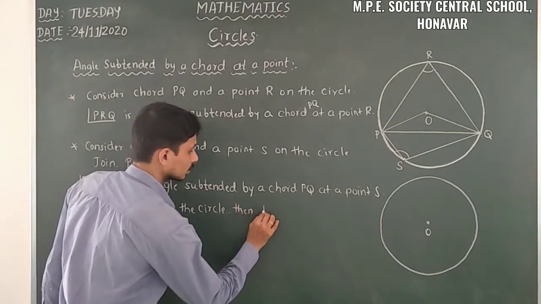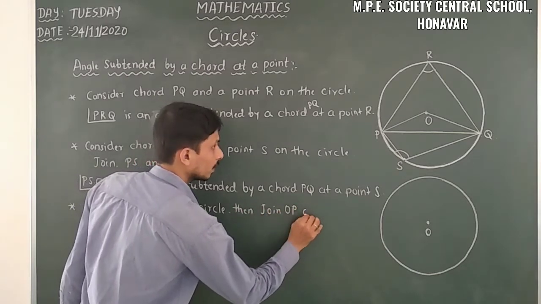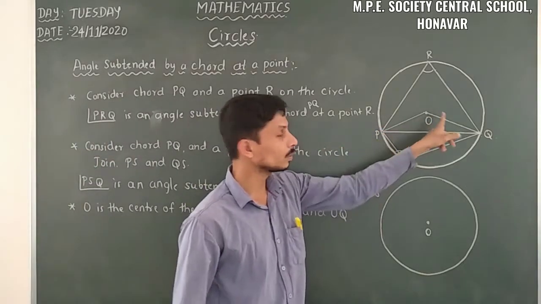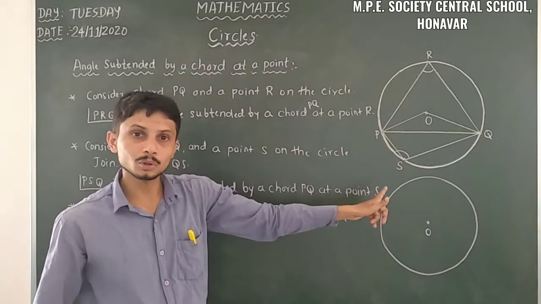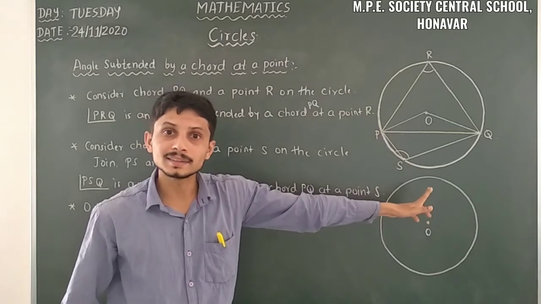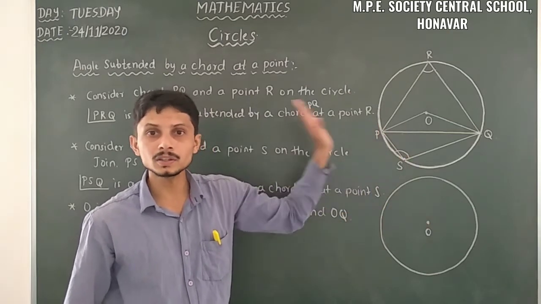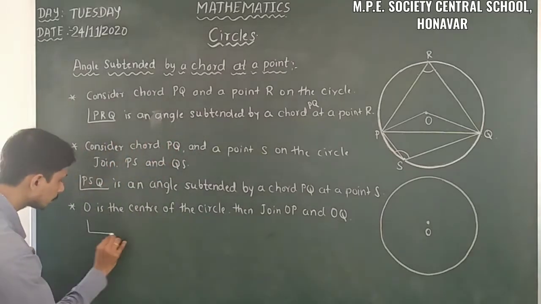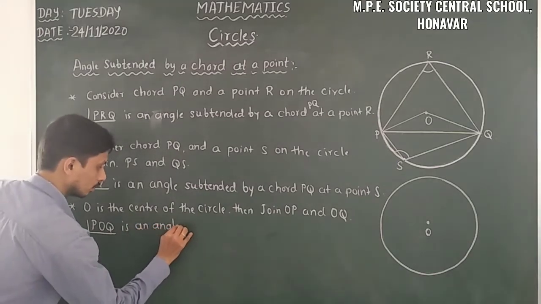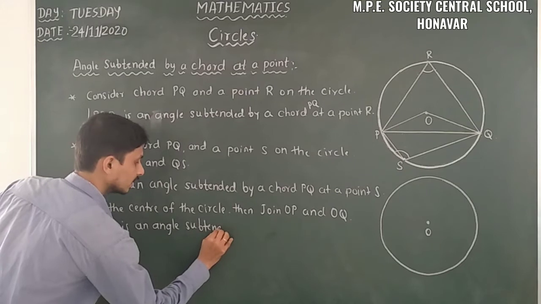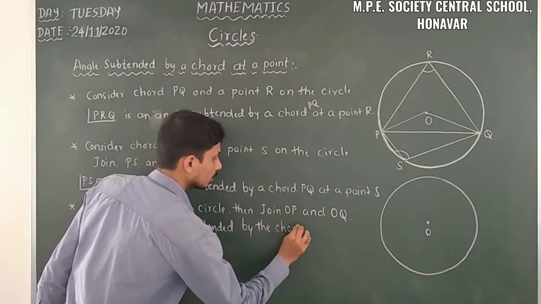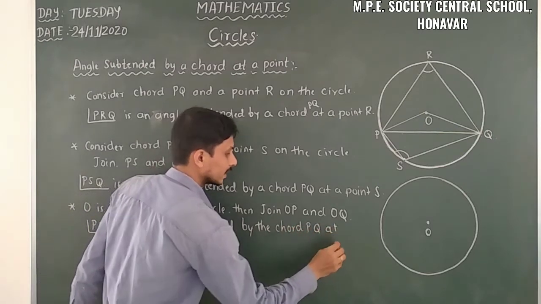Then join OP and OQ. So there it forms an angle here, POQ. POQ is an angle subtended by a chord PQ at the center, or at a point O we can take. That is, angle POQ is an angle subtended by the chord PQ at the center.